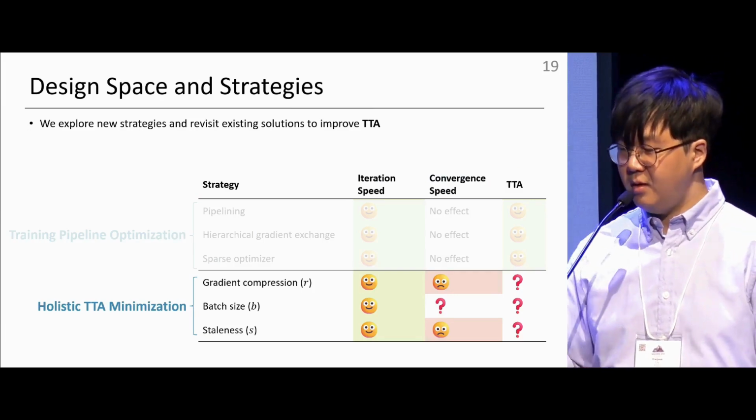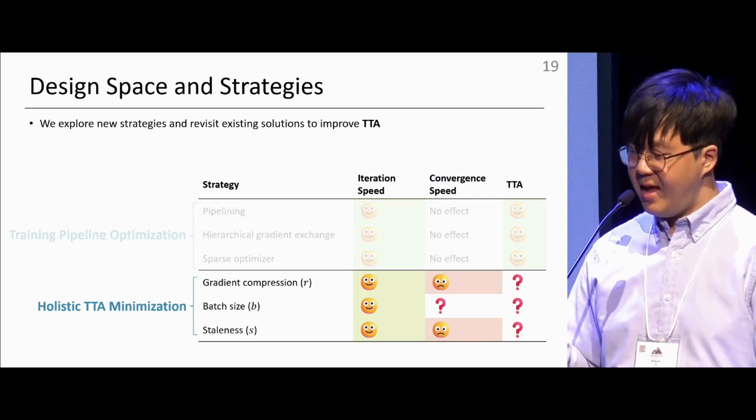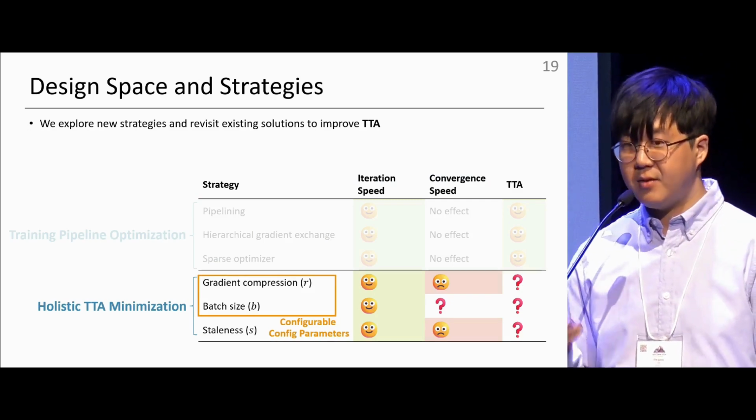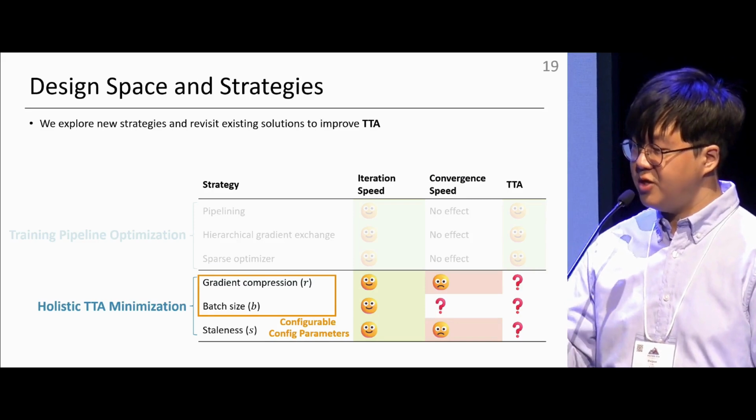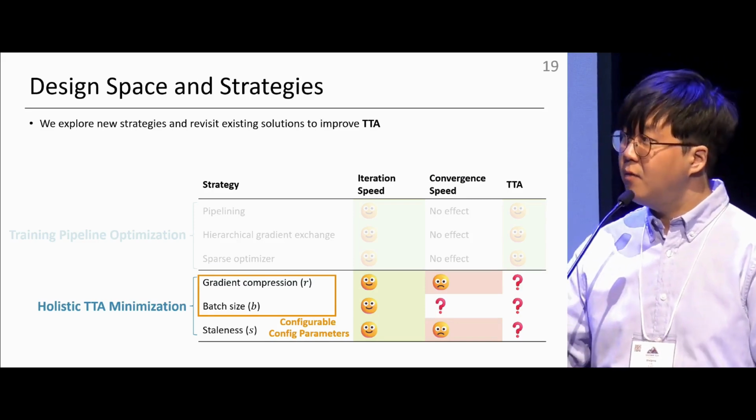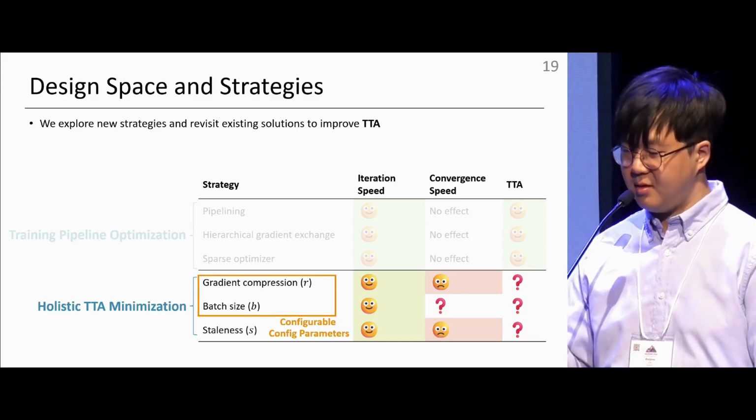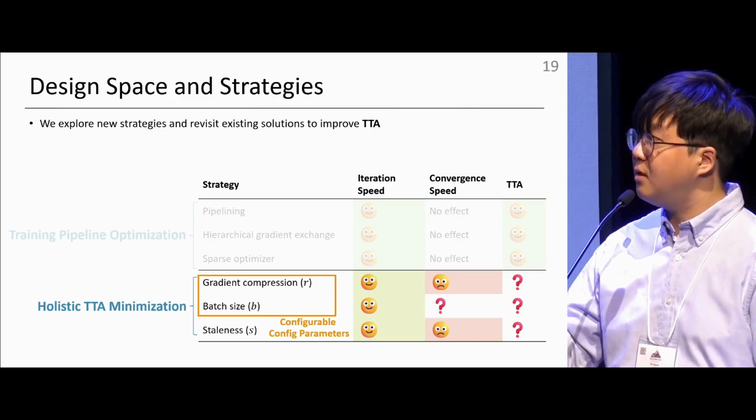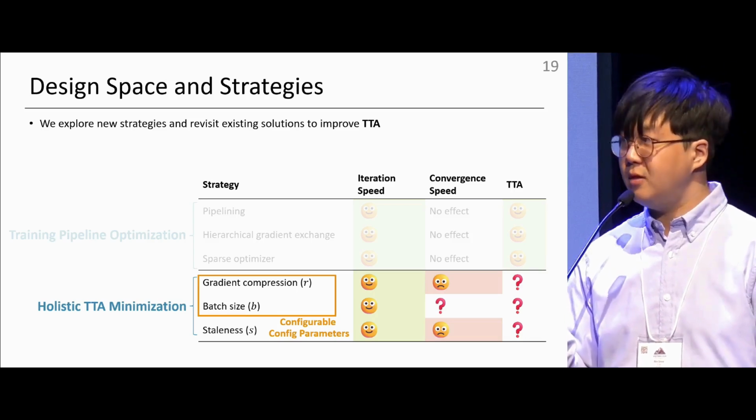Now I'll discuss strategies for holistic TTA minimization. As we adopt a fixed bounded staleness of 1, we explore the space of gradient compression and batch size and evaluate the impact on the iteration and the convergence speed. For these configurations, the impact on TTA is marked as a question mark because if we change this configuration, this would impact the iteration speed and the convergence speed in opposite directions. So we need careful tuning for this.